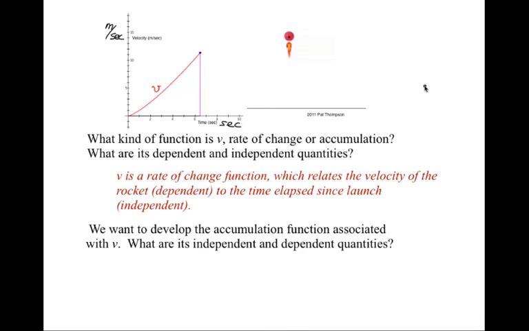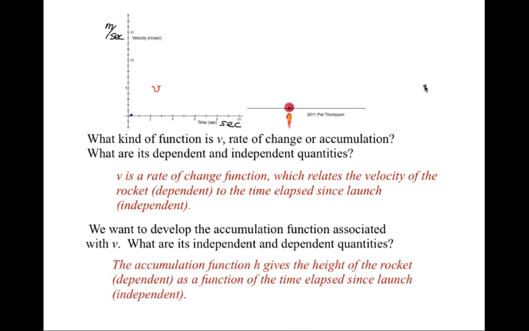By accumulation, we mean we want to know actual height, or accumulation of bits of height at any given time in seconds, given that we know the speed profile, the rate of change profile of it. Okay. So accumulation function h gives the height of the rocket as a function of the time elapsed, the independent variable. Okay, that's what we said.